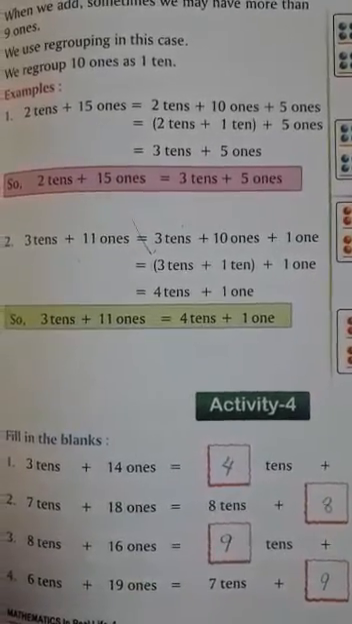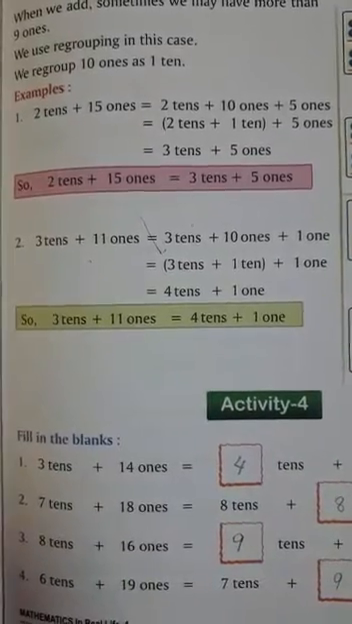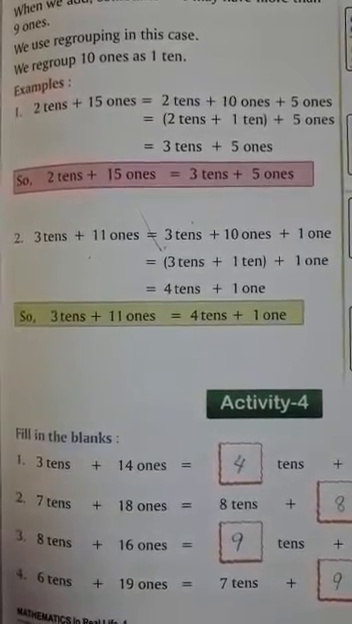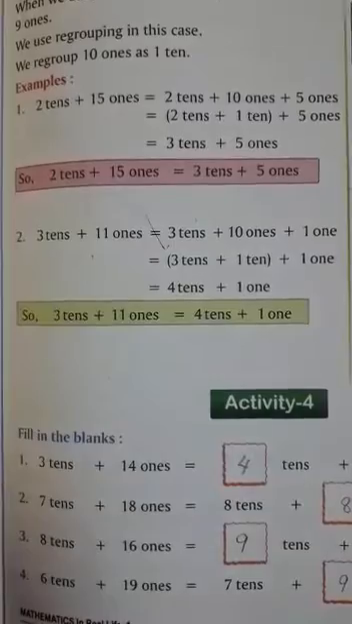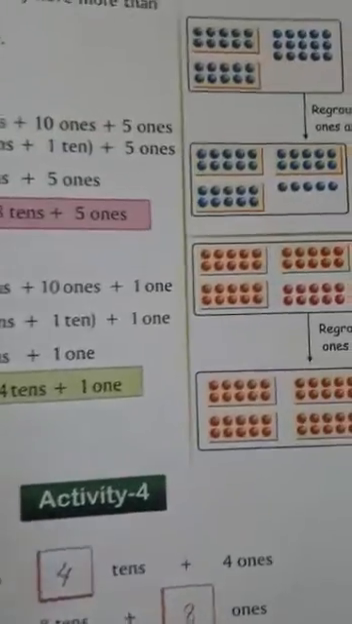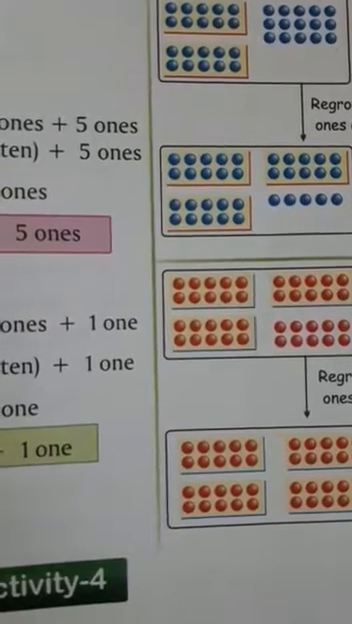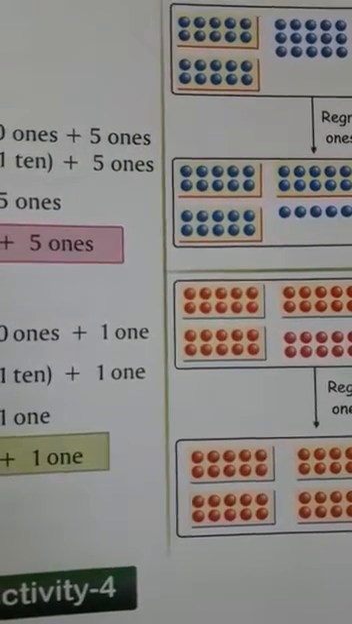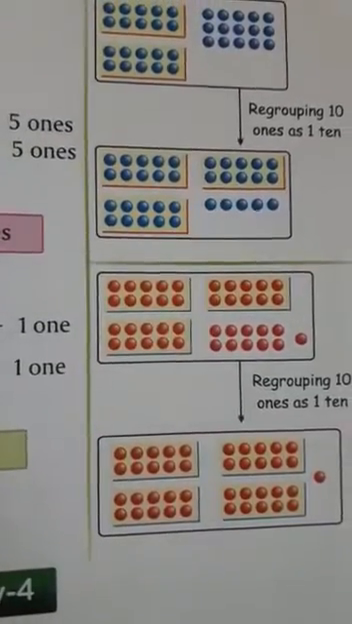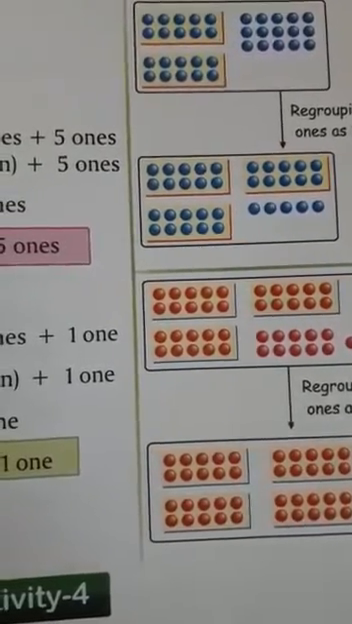Here 15 is split into 10 ones and 5 ones. Like what we have written here, 2 tens plus 10 ones and 5 ones. Why we have written here 10 ones and 5 ones, we can better explain from this. We have 2 groups of 10 and 15 loose. But by regrouping 10 ones as 1 ten, we can make 3 groups of 10.